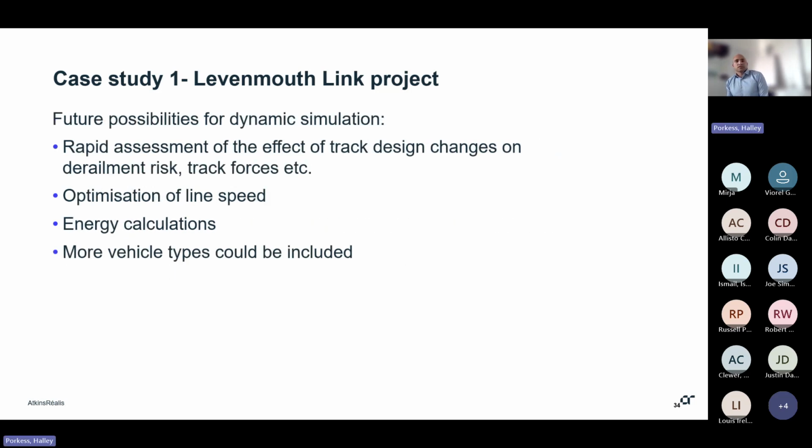Yeah, so I think future things that we could look at. We could look at the effect of any truck design changes, look to optimize the line speed, do energy calculations, see how much energy is used up in the wheel rail interface, and look at other vehicle types.